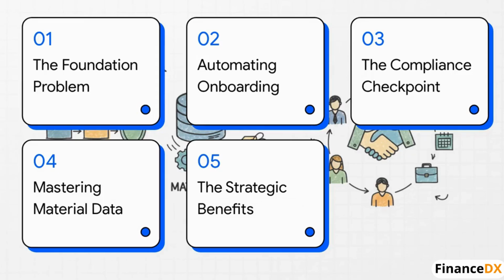All right, so here's how we're going to break this down. First, we'll tackle the main problem. What happens when your data is a mess? Then, we'll get into the solution, piece by piece. We'll start with automating how you bring vendors on board, then add that all-important compliance check. After that, we'll see how the same ideas apply to material data. And finally, we'll wrap it all up by looking at the huge strategic wins you get from doing this right.